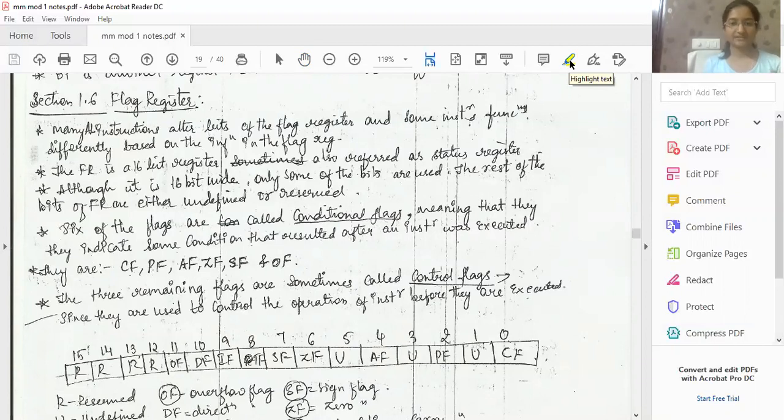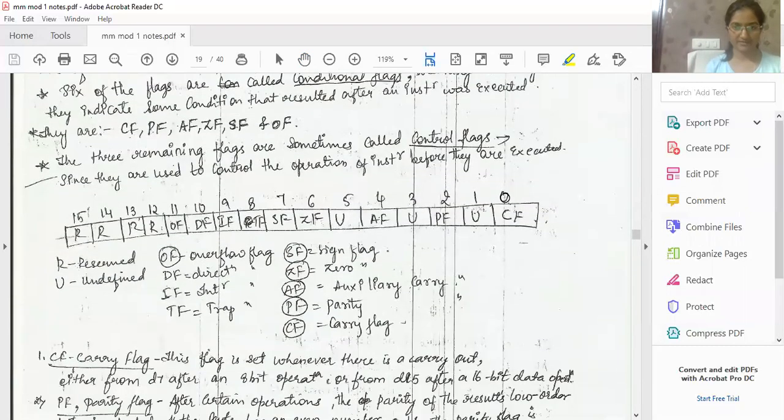Okay, and there are other flags called control flags. Since they are used to control the operation of a particular instruction before it is executed, depending on the content present in these control flags, the instructions are affected. The operations performed by the processor are influenced, we can say. Okay, so now let us proceed with this flag register.